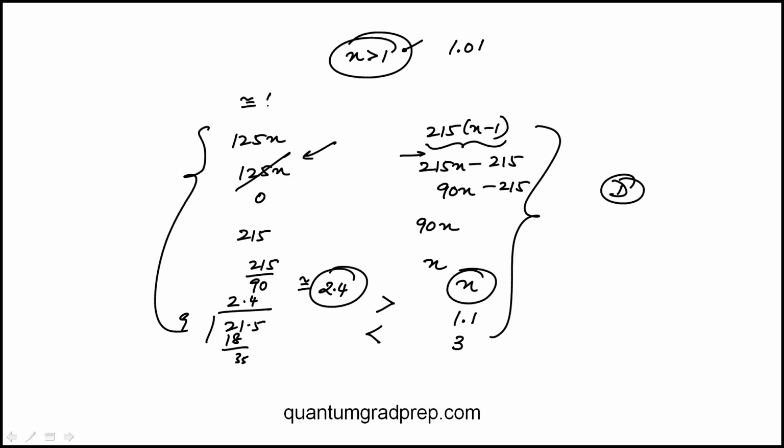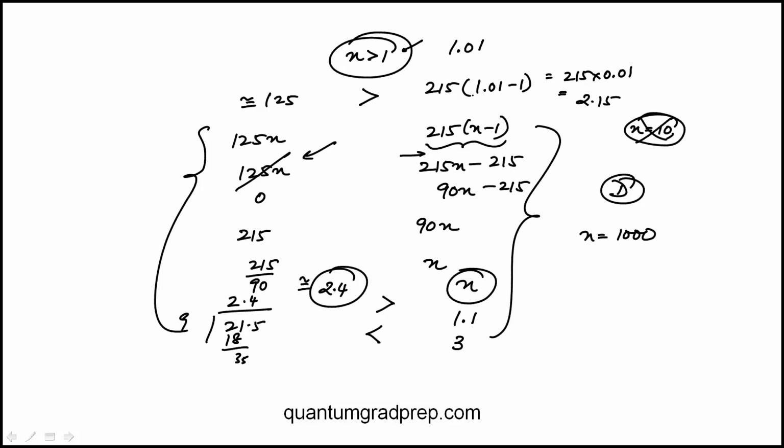So this would be approximately 125, whereas this would be 215 times 1.01 minus 1, which is 215 times 0.01, which is 2.15, right? So here quantity A is greater. Then maybe you pick some large value. For example, maybe you pick n is equal to 10. Or actually, maybe even better might be 1,000, because then we know n minus 1 would be close to 1,000.